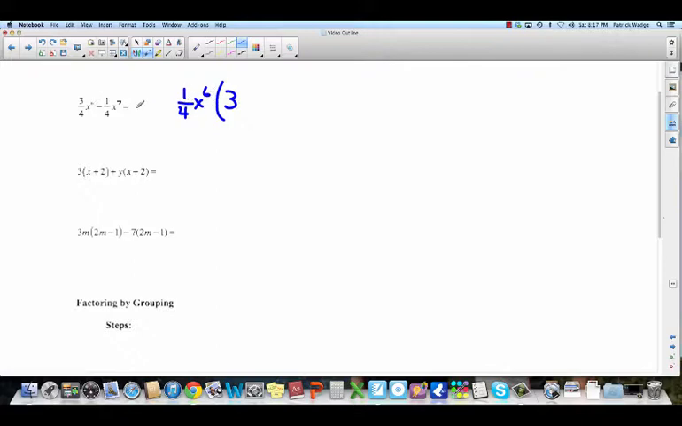1 quarter times what equals negative 1 quarter? Negative 1. And 6 x's, you want 7, so x. Okay, that answer is okay. We could make it look a little nicer. One thing we could do is put this x to the 6 in the numerator. Since it's just 1 there, we could make it x to the 6 over 4. And the other thing we can do, we don't need that 1 there. We could just have 3 minus x. There's a good answer.